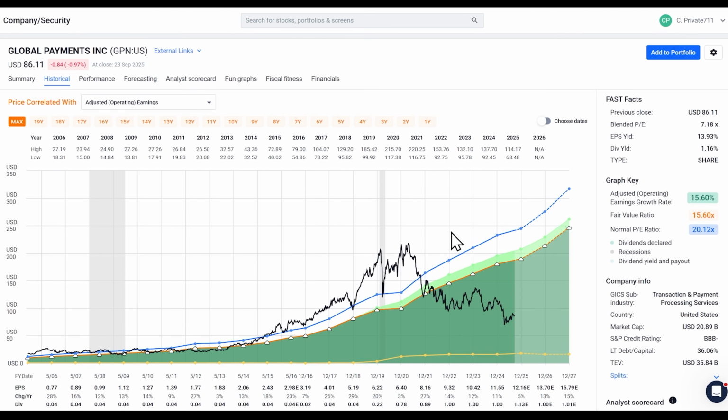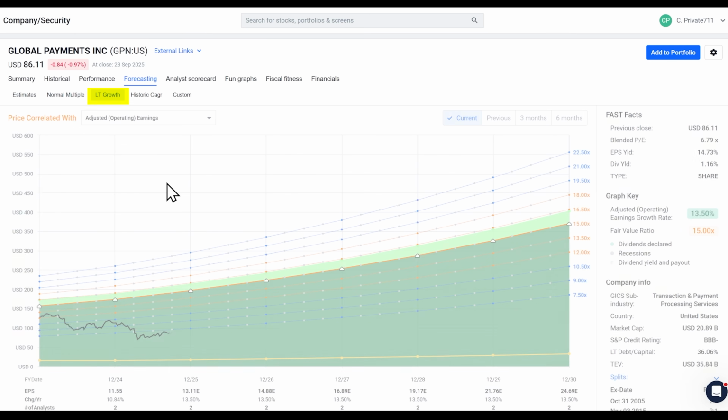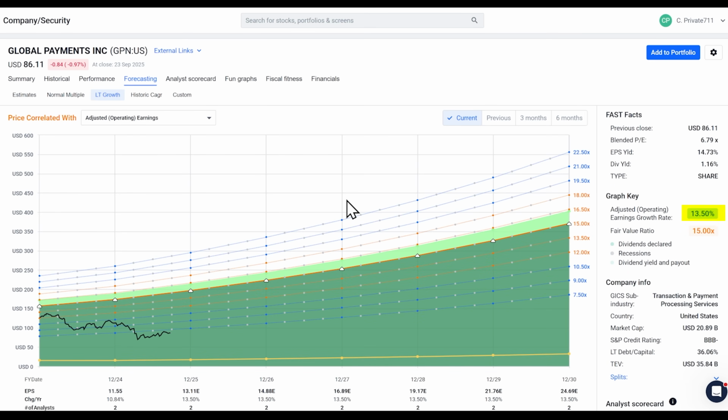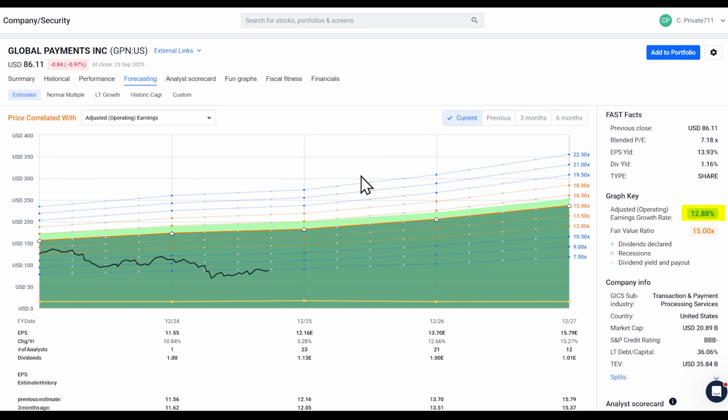But the point is, I'm using that type of analysis to come up with a forecast. Do I think double-digit earnings growth is acceptable? Yes. But what if it grows at 10%? Okay. Now, let's look at some other forecasting tools here on FAST Graphs. The long-term growth estimate by analysts is for 13%. That's 5 years or longer. That's reasonably consistent with their 12.88% for the next 2 years.